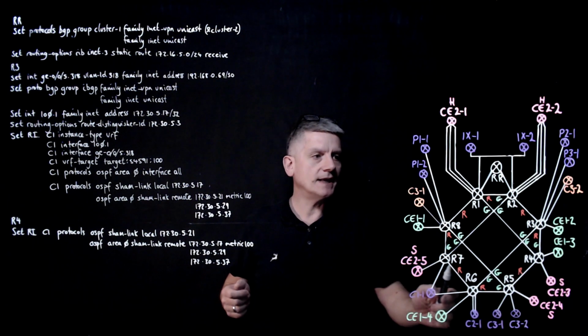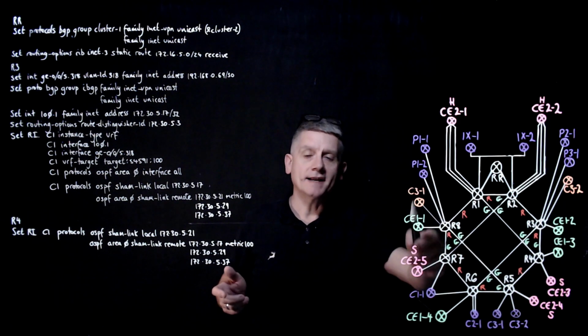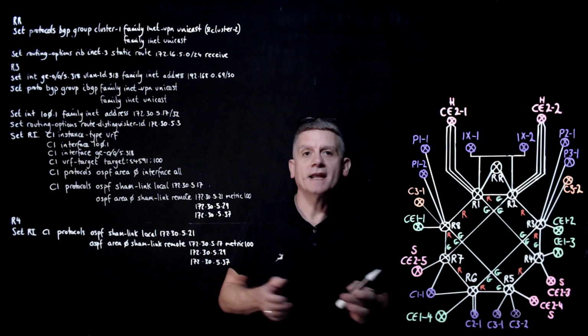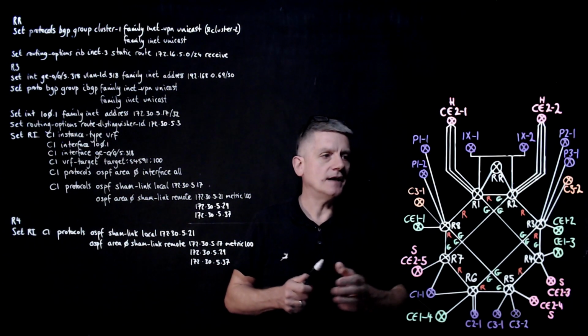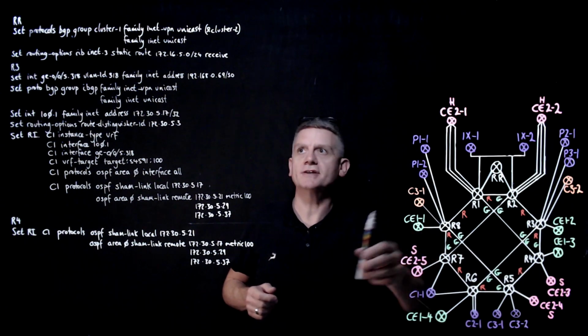Now the customers that begin CE1, CE2 and CE3 are now coloured. So we're doing CE1, it's an OSPF layer 3 VPN, and you can see it here on the board in green at the following locations.